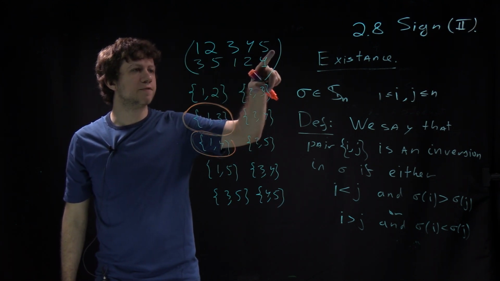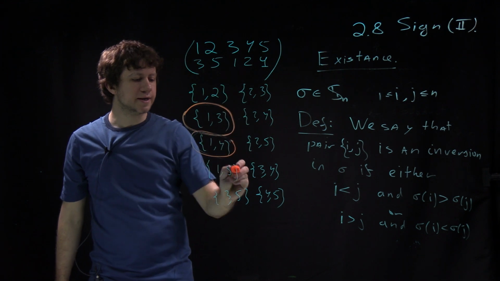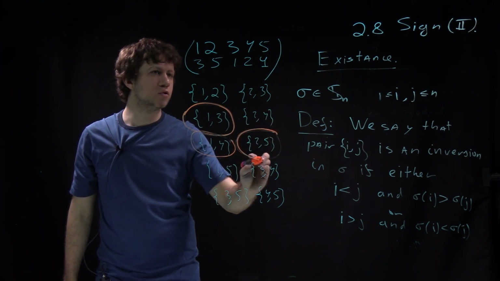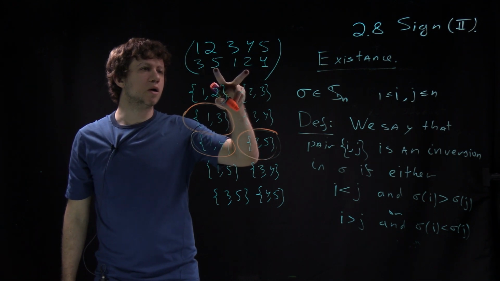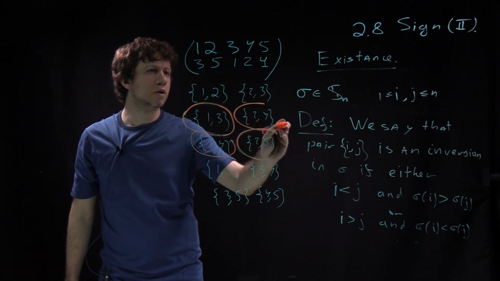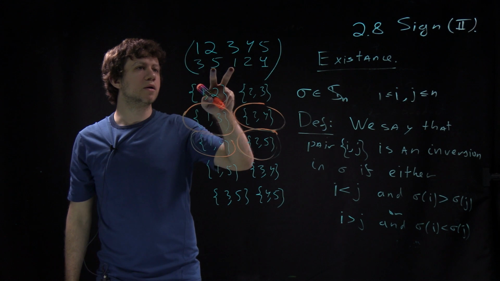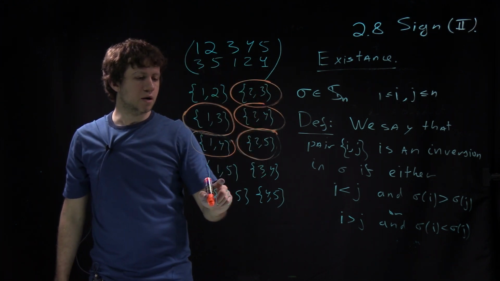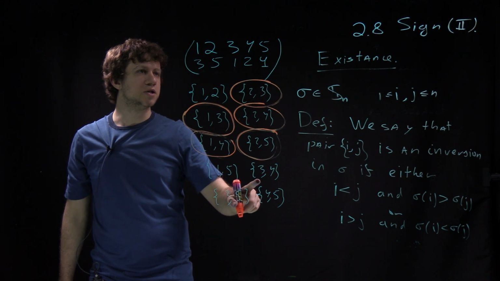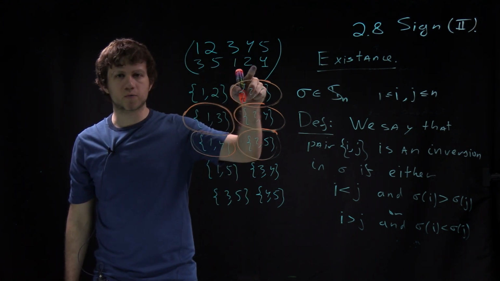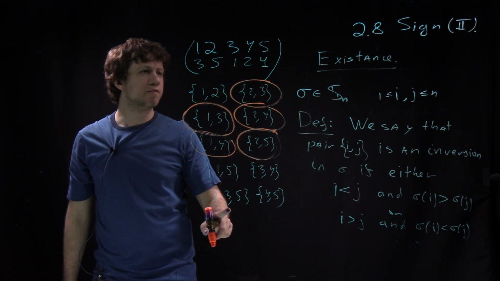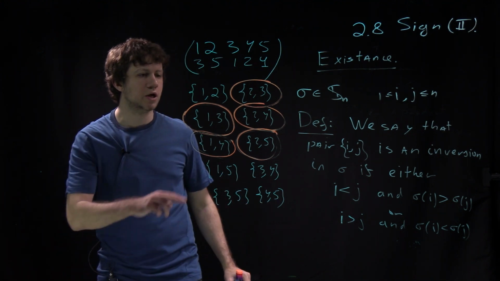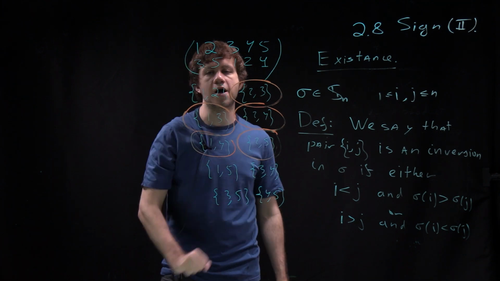2, 5 goes to 5, 4, and it is an inversion. 2, 4 is an inversion. 2, 3: 2 is less than 3, 5 is bigger than 1, it is an inversion. 3, 4 is not an inversion; 3 and 4 go in the same order. 3, 5 is not an inversion. 4, 5 is not an inversion. So we have 5 inversions.